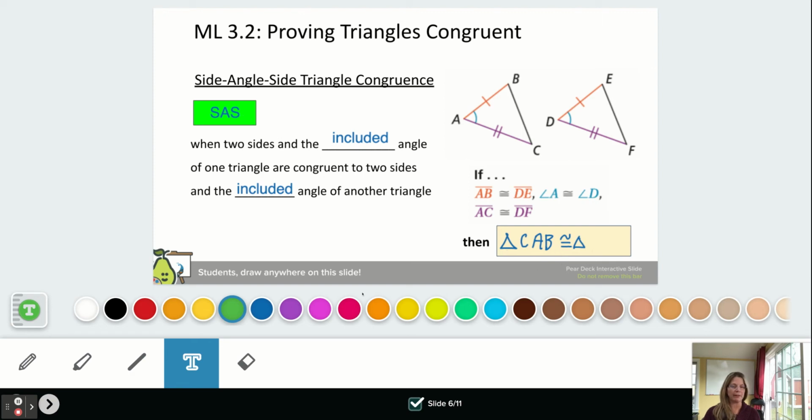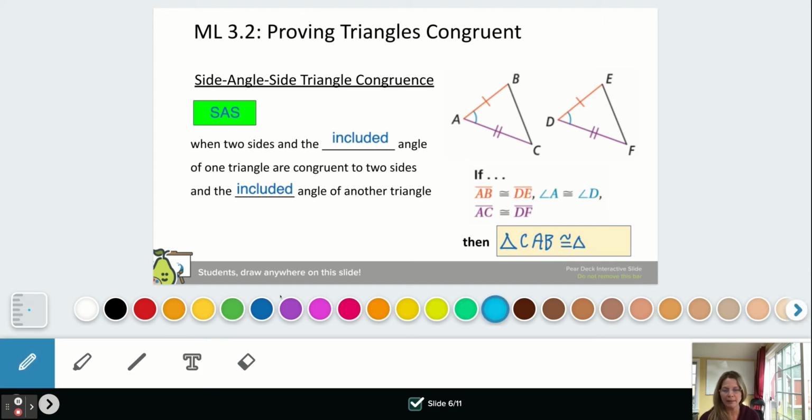Now, notice the way I've written this, and I'm going to grab my pen. I've written it by CAB. Now, order matters. Notice what we're doing. We're following the side that had the two marks, then the included angle, and then the side that had the one mark. So triangle CAB is congruent to triangle FDE.